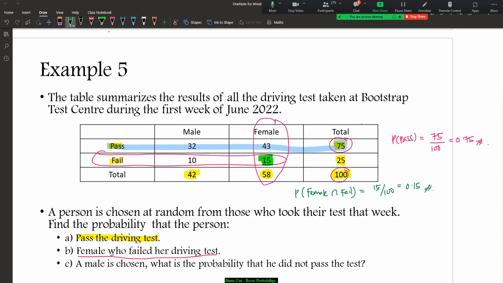Same goes for part C: male, and he did not pass the test, which is the probability of male and fail. It should equal 10 over 100, so it should equal 0.10. I think this one should be very easy for you to learn and understand the basic concept of probability. And again, I just want to emphasize the probability of event A: we take the number of outcomes in A and divide by the total number of all possible outcomes. That is the basic concept.